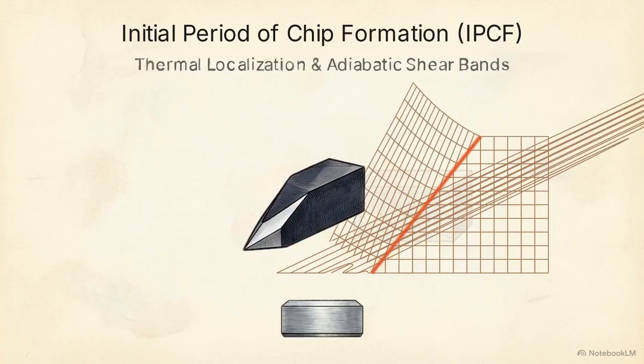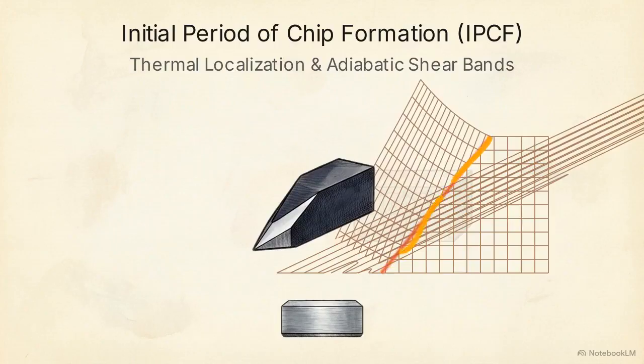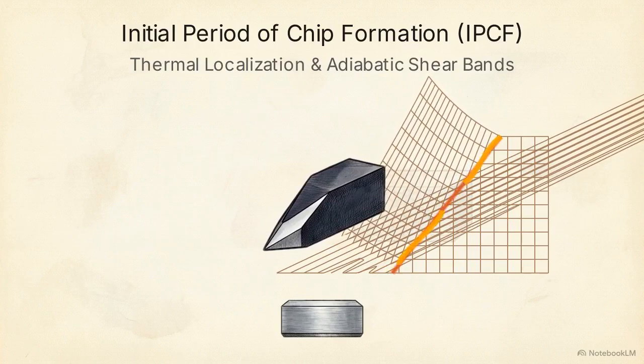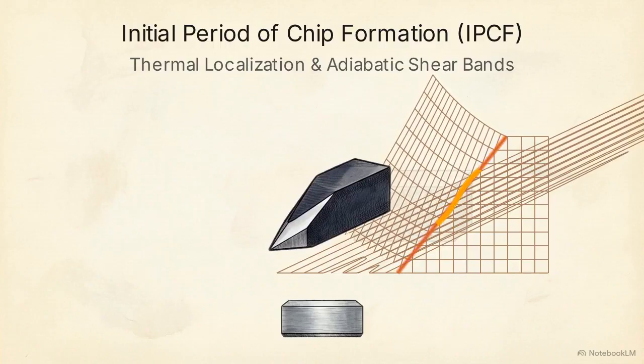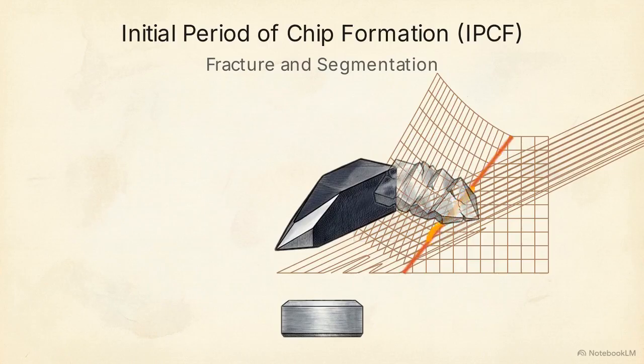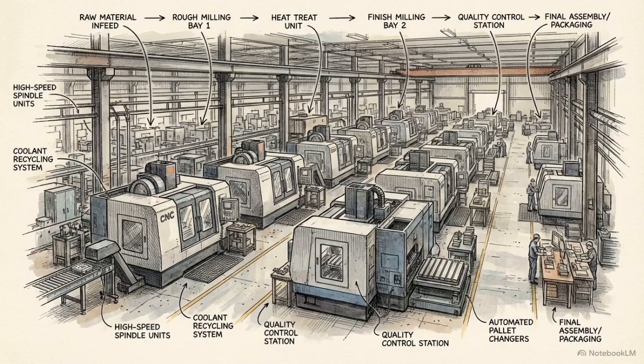Mechanical stress at this boundary generates massive thermal loads, triggering adiabatic shear bands. These are narrow, localized zones where intense heat causes the material to suddenly soften and fail. These cyclic waves of heat force the metal to snap and fracture into a rigid, segmented shape as it leaves the tool. This microscopic yielding dictates what we see on the factory floor.